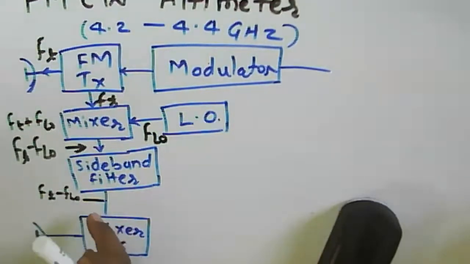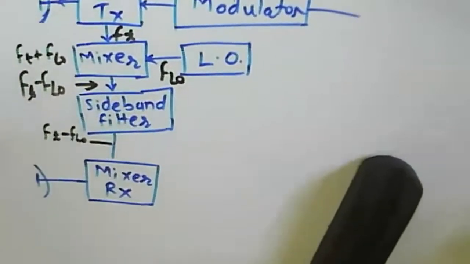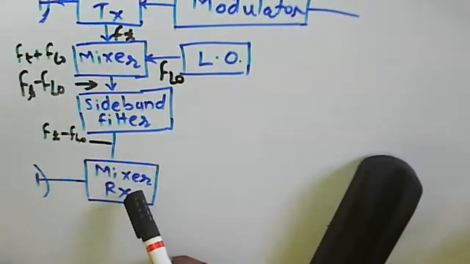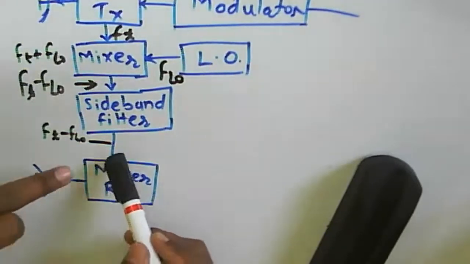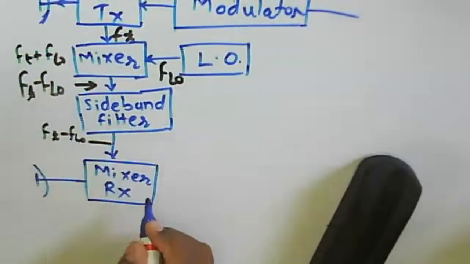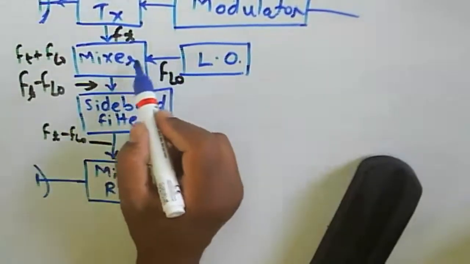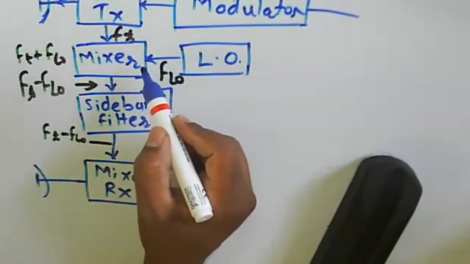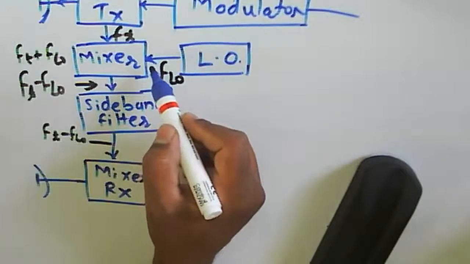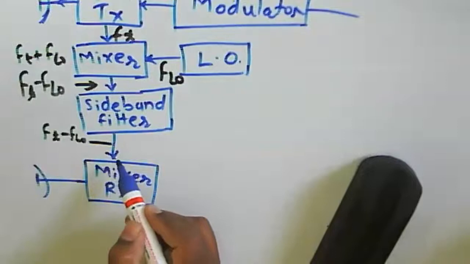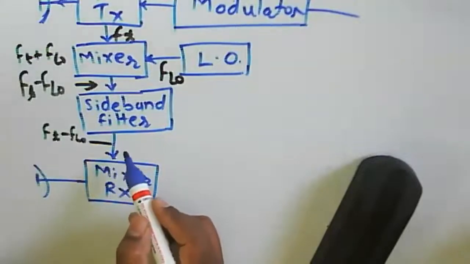Now that is a signal to the mixer, and that signal at the mixer acts as a local oscillator signal there. You can say that this is the input to the mixer. Generally for a mixer we are supposed to provide some frequency signal to remove that particular band there. So in that case this sideband filter acts as a mixer.